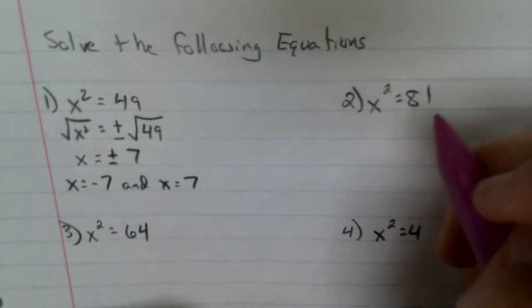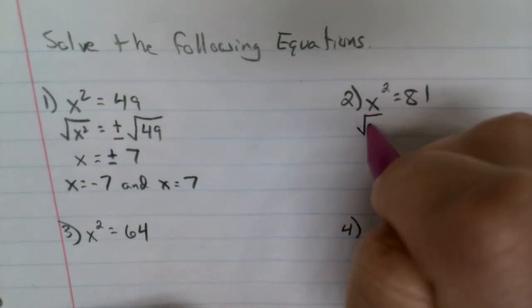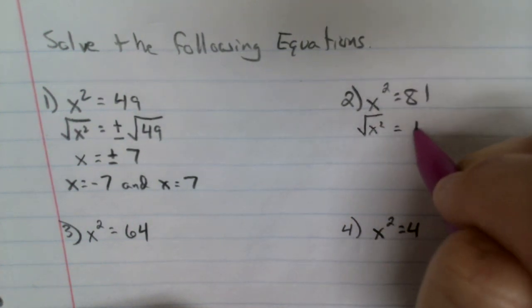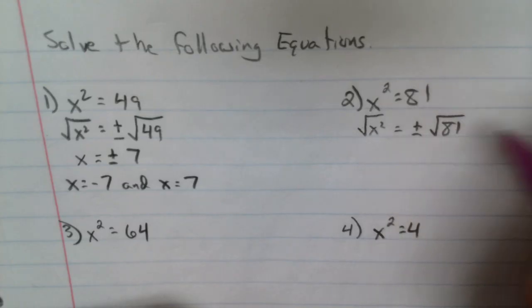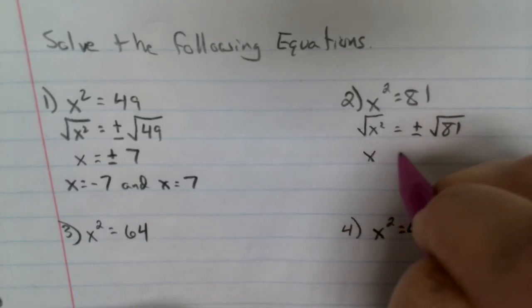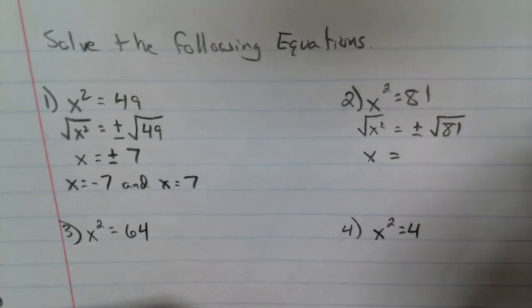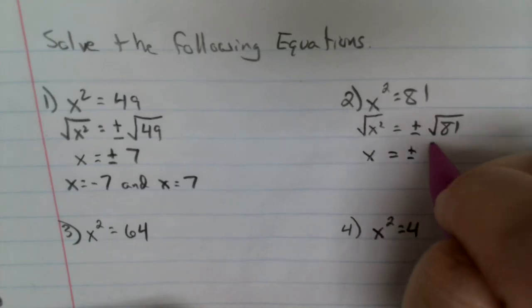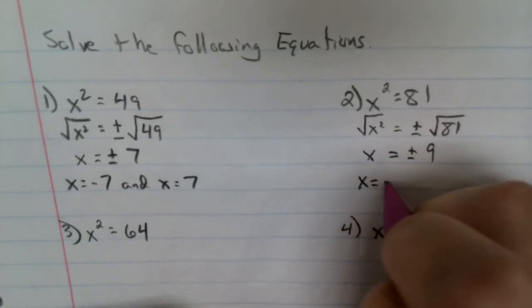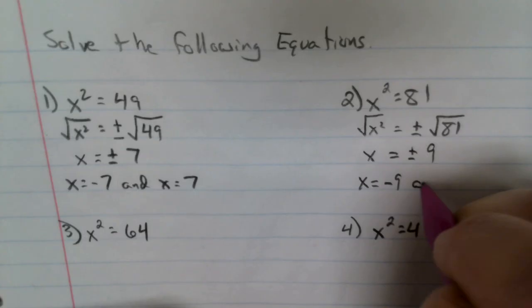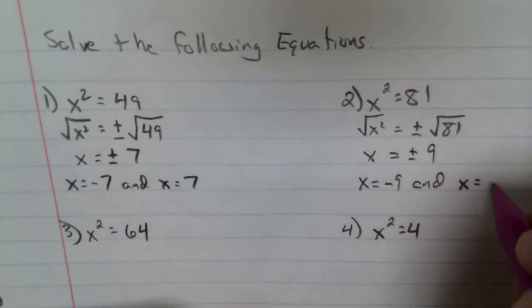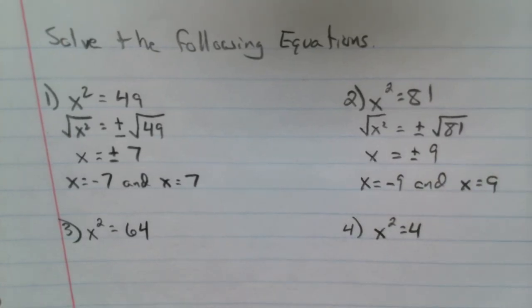So now let's go over the other answers. Take the square root of both sides. The square root of x squared is x. The square root of 81 is 9. I get x equals negative 9 and x equals positive 9.